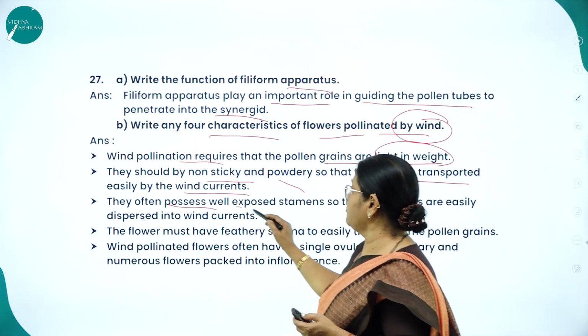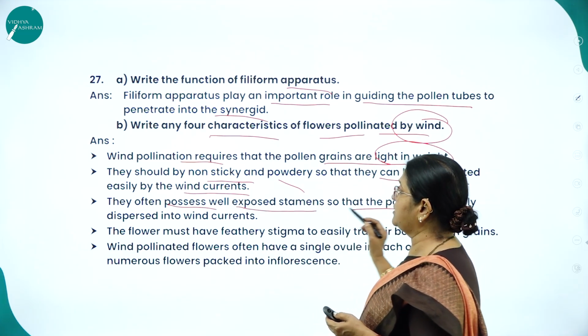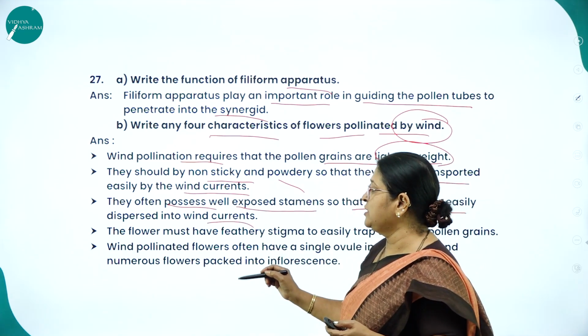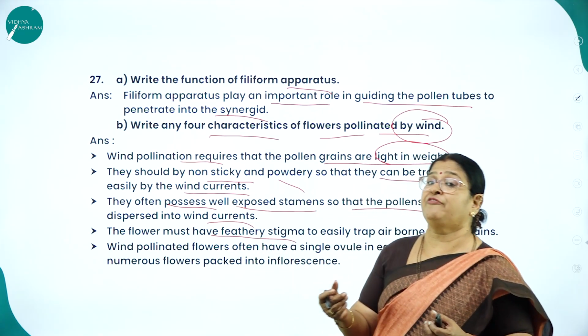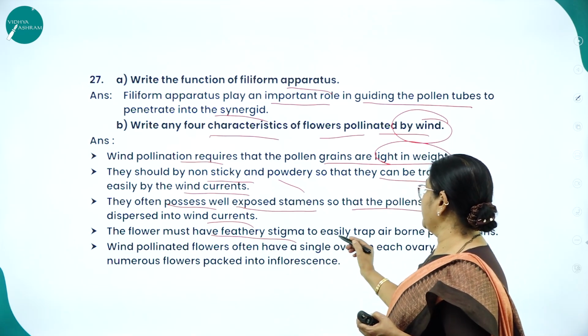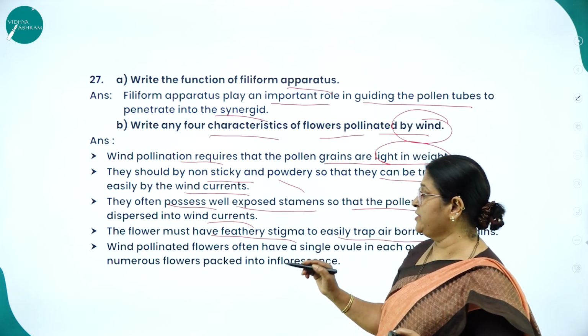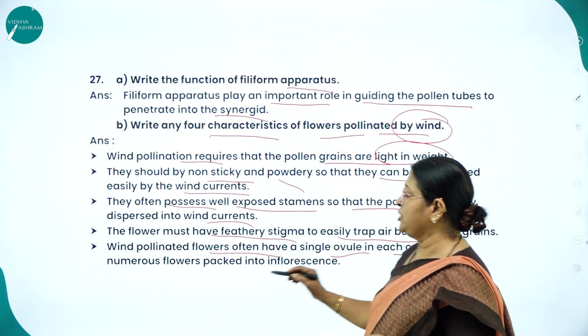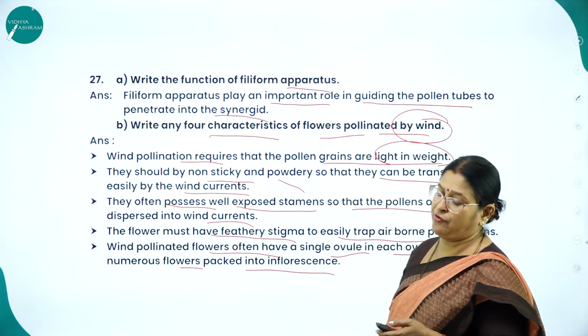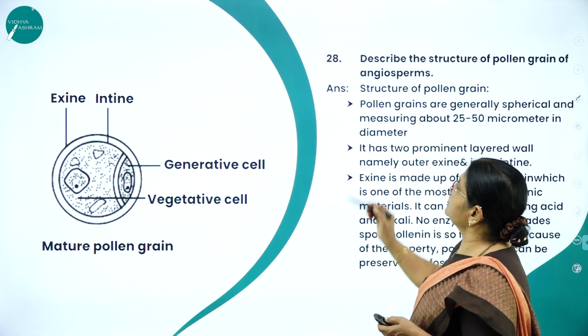Then they often possess well-exposed stamens so that the pollen grains are easily dispersed into wind currents. The flower must have feathery stigma, very important, so that the feathery stigma will receive the pollen, easily trap the airborne pollen grains. Wind pollinated flowers often have a single ovule in each ovary and numerous flowers packed into inflorescence. Moving on to question number 28.